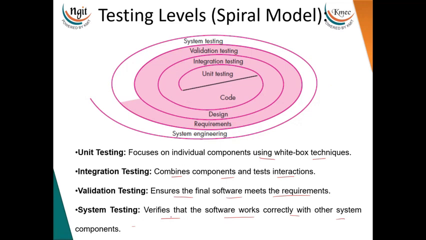The diagram is called the spiral model because you can see the spiral structure. You can imagine the software process as a spiral that starts from planning and moves outwards through different levels of testing. That's what the diagram shows you.